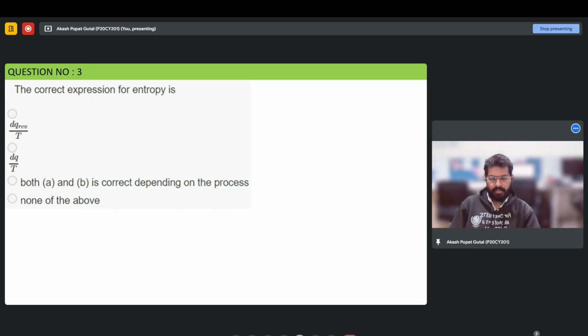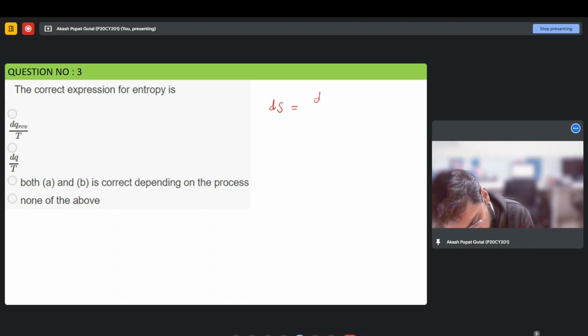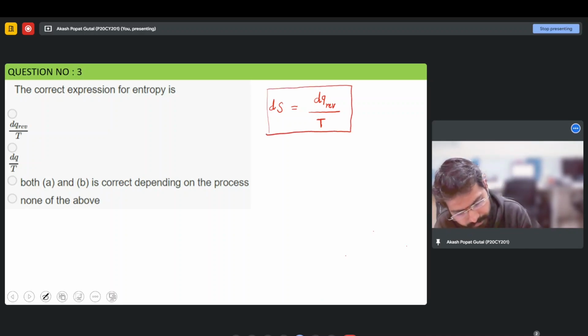So the correct expression for entropy is: del Q reversible by T, del Q by T, both A and B are correct depending on the process, none of the above. So entropy is defined by the change in entropy is defined by change in heat in a reversible manner with constant temperature divided by the temperature. This is the standard definition of entropy.